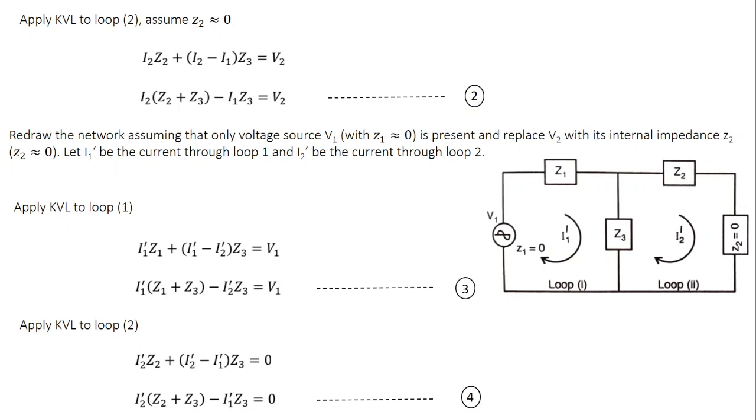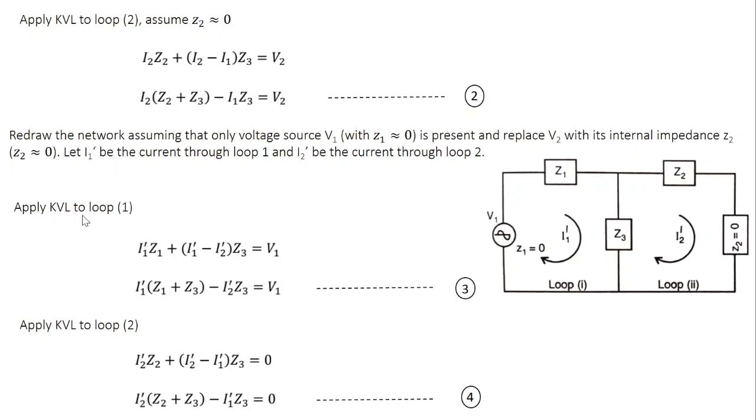Now we have to prove that this is equal to the sum of the individual currents. So let's first remove V2 and assume that the network consists of only one voltage source V1, and V2 is replaced by its corresponding internal impedance z2, and we know that for all practical purposes z1 and z2 are 0.